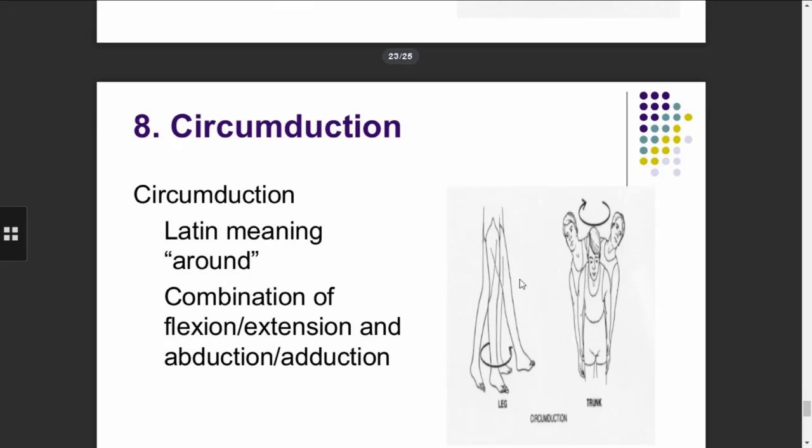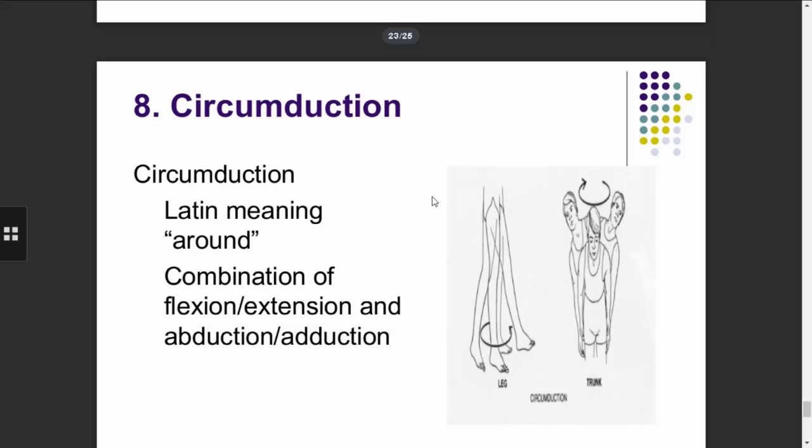Now, eighth one is circumduction. Circumduction, Latin meaning around. It's a combination of flexion, extension, abduction, adduction. Means that it's the combination of four types of movement: flexion, extension, abduction, and adduction. Like you're moving your leg in a circle. Imagine this is circumduction, or imagine your trunk is moving in a circular way. This is circumduction.